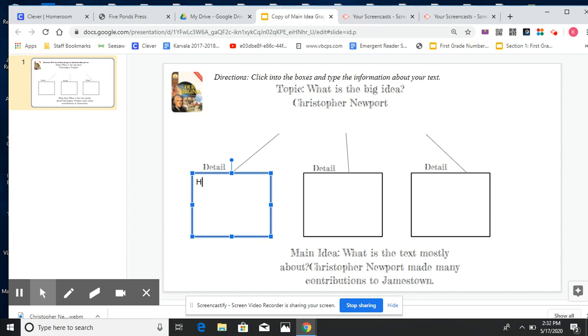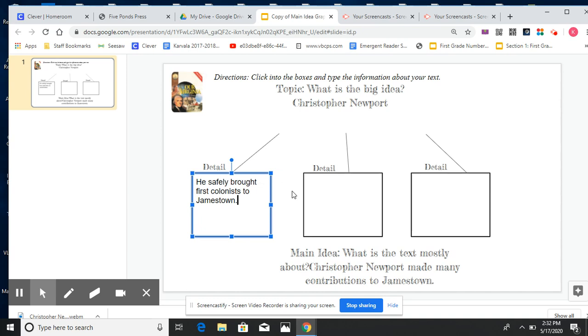He safely brought first colonists to, again, Jamestown. I'm going to do capital. And don't forget, I wrote this down first, like I think you should, because it's so much easier to spell. Okay, he safely brought first colonists to Jamestown.